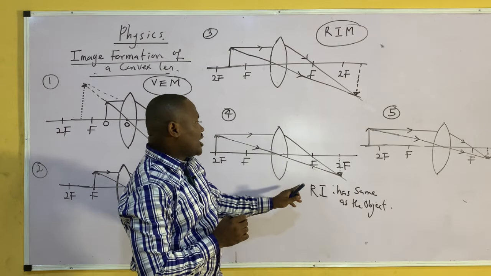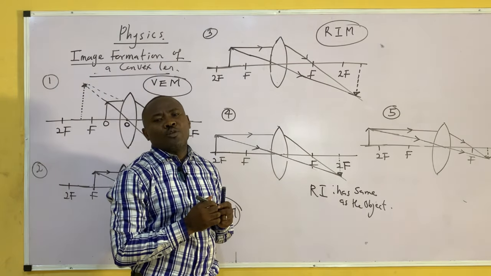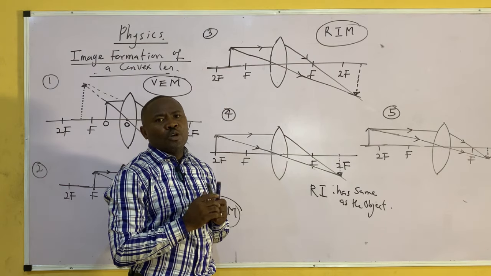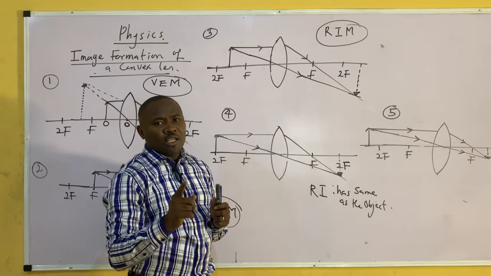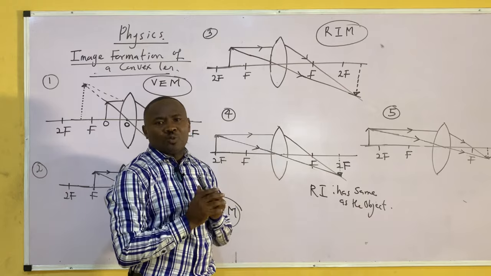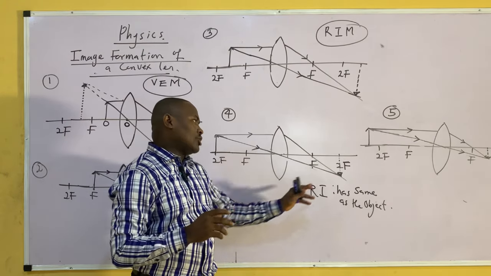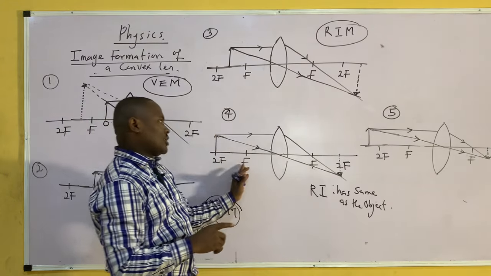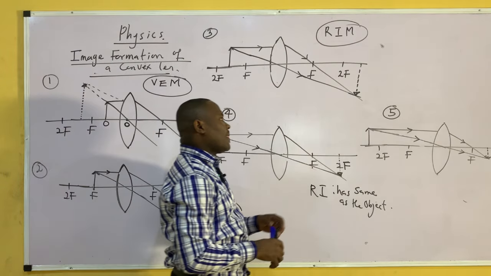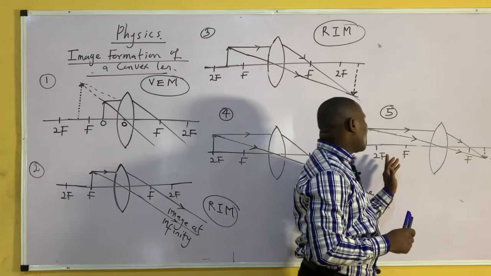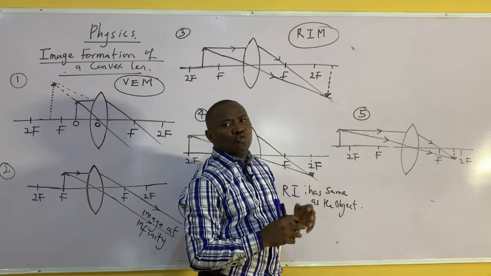Remember, we have such a case in a concave mirror, when the object is placed at C. The image is at C, the same size as the object, and it is real and inverted, just as it is here also. Now, what about the fourth one, where the object is beyond 2F?